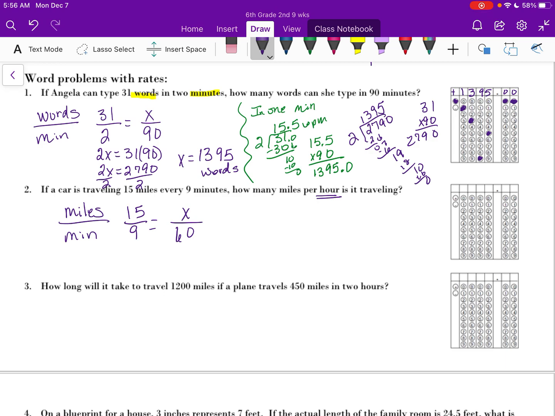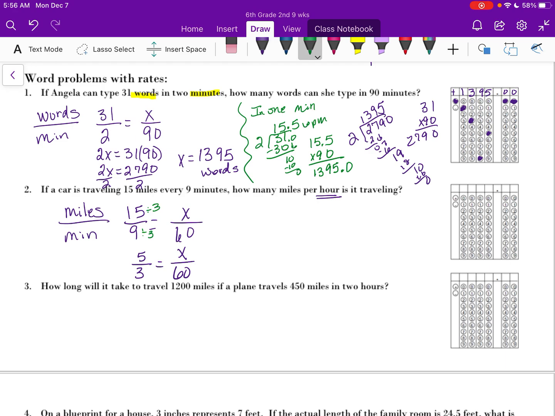Okay, I noticed that I can simplify 15 and 9. I am a huge advocate of always simplifying if you can. So I'm going to say 15 divided by 3 is 5, and 9 divided by 3 is 3. The simpler we can make our math, the better.